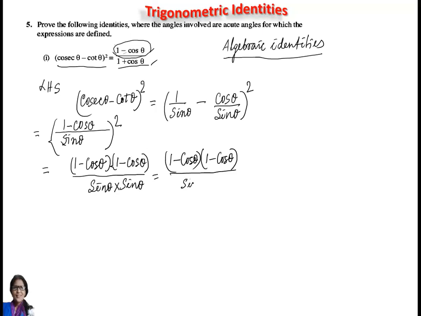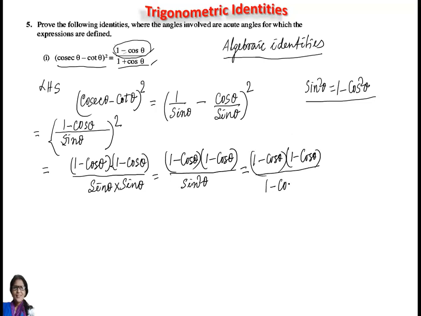Here in the denominator you are getting sine square theta. And see the RHS, right hand side, there is no sine square theta, no sine theta. That means I'll convert sine square theta into cos. What is the relation, if you recall? This will be 1 minus cos square theta. So I'll write 1 minus cos theta multiplied by 1 minus cos theta, and this sine square theta, I'll write as 1 minus cos square theta.